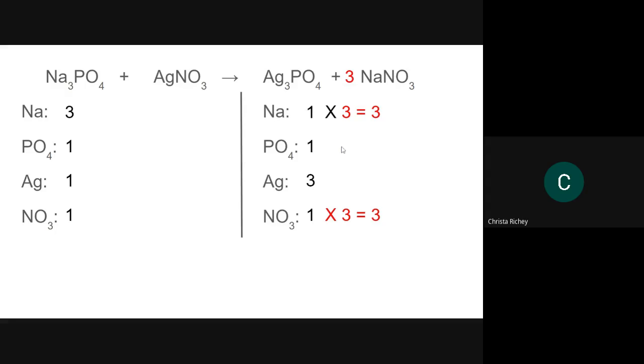1 equals 1. Uh-oh. How do you fix this one? 3 and 1 are not equal to each other. Over here times 3. This 3 goes up in front of the silver compound. Well, look what it just did to this nitrate. It multiplied it by 3. Okay, even though I know I'm done: 3 is equal to 3, 1 is equal to 1, 3 is equal to 3, and 3 is equal to 3. That means that those 2 missing holes will be 1s.